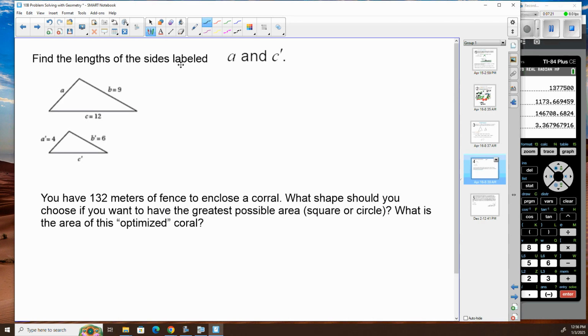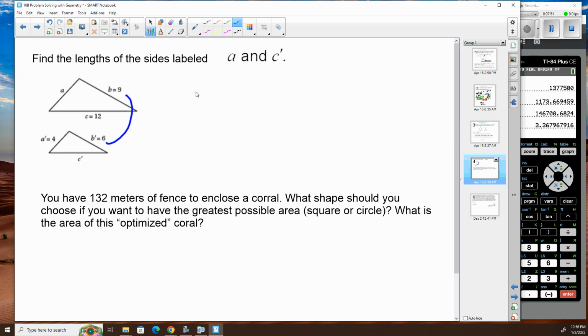So it says find the lengths of the sides labeled A and C prime. Now this is assuming we're given that these are similar triangles. So it was missing that piece, but if we're given these are similar triangles. Okay, so when I look at these two triangles, I first want a pair that I know, like A and A, B and B, C and C. So when I look here, I can see that I have B prime and I have B. So I'm going to need to use that in one of my ratios.